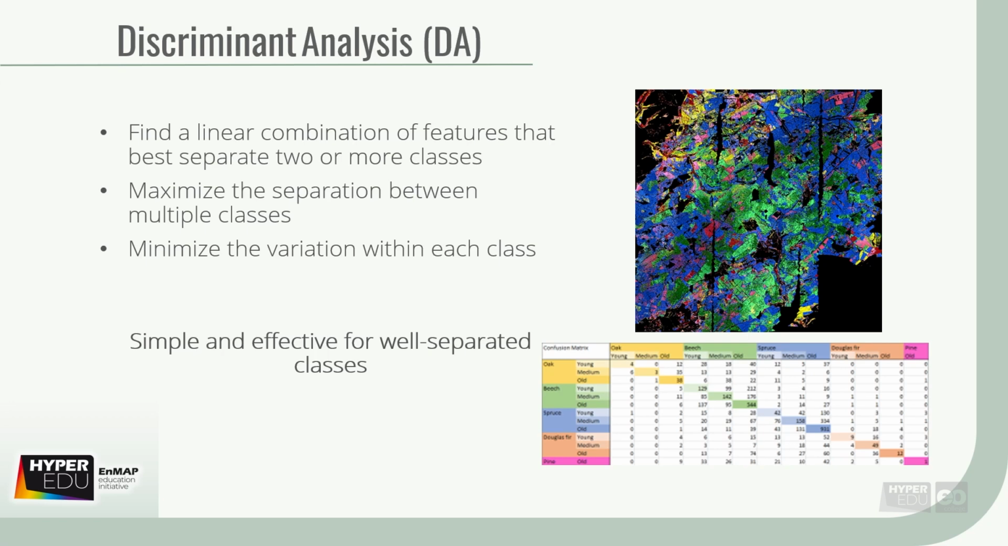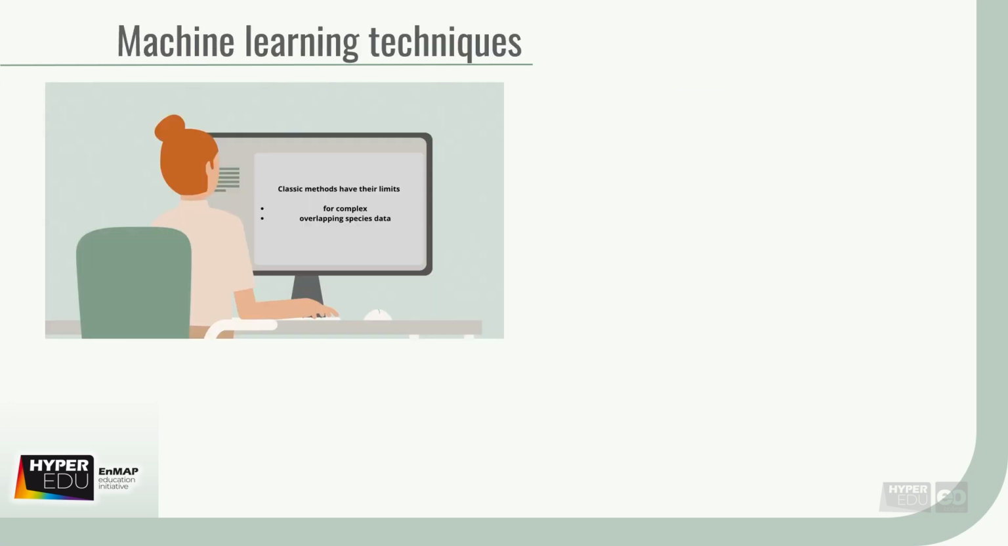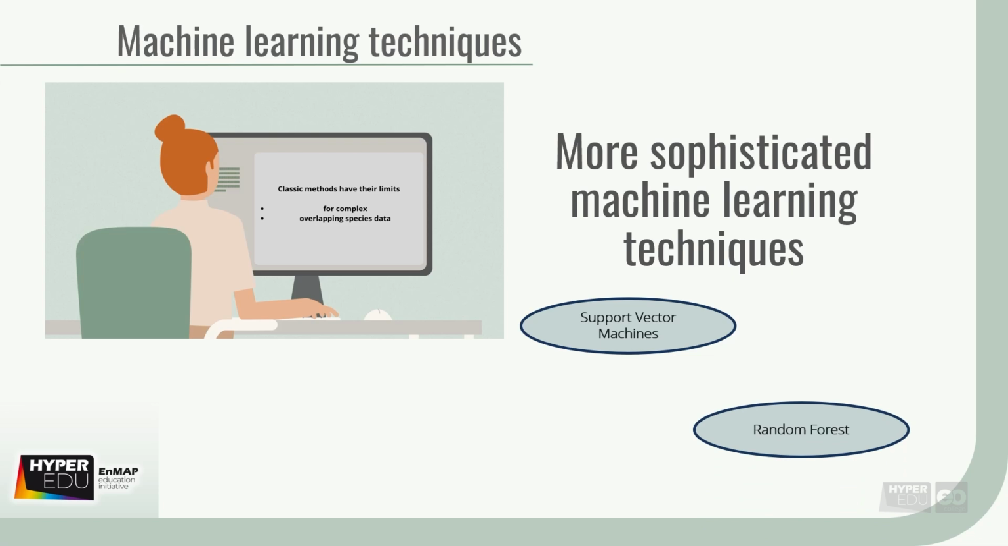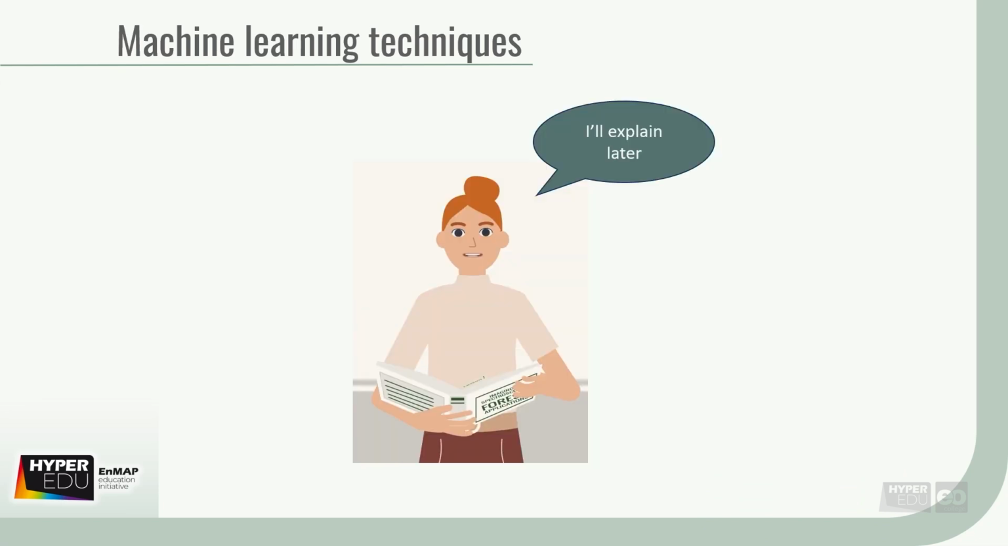But classic methods have their limits when it comes to more complex overlapping species data. That's where we bring in the more sophisticated machine learning techniques like support vector machines, SVM for short, and random forests, RF for short. They can either be applied to the entire dataset or after the numerous hyperspectral bands have been subjected to dimensionality reduction techniques, which I will explain right after.